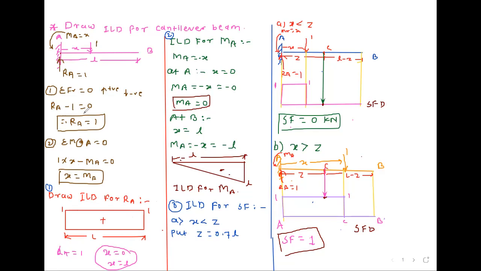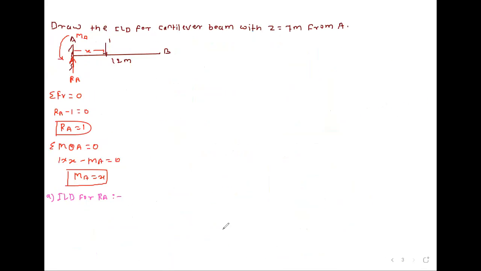But this RA is not dependent on X. That's why the ILD for RA is rectangular. Here the same you have to apply. So, ILD for RA: the value of RA does not depend on X distance. That is, the ILD for RA is directly a rectangular section. And the value is 1 here and 1 here also. This whole diagram is positive. This is A point, this is B point, and from A to B the span is L meter, that is L equal to 12 meter. So this is the ILD for RA.